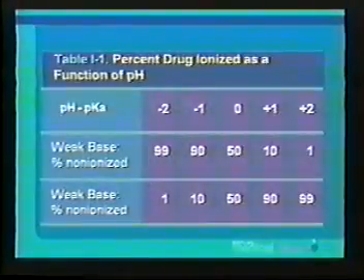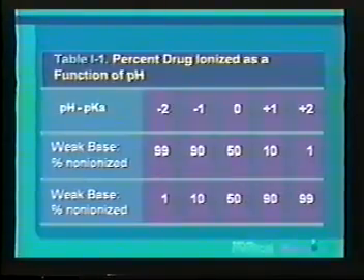And this is probably worth your memorizing. It's not too difficult to memorize. It looks complicated, but it really isn't that difficult. Because if you were to start, for example, in the middle and say, okay, I know what pH minus pKa is at 0. When that's 0, everything's 50-50. It wouldn't matter whether it's a weakly acidic compound or a weakly basic compound. It's always going to be 50-50.